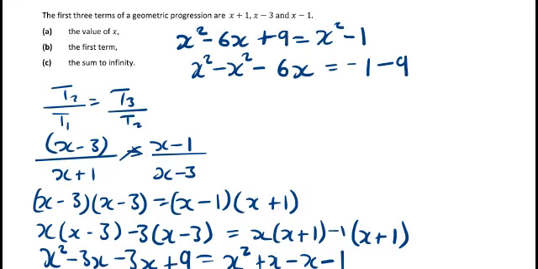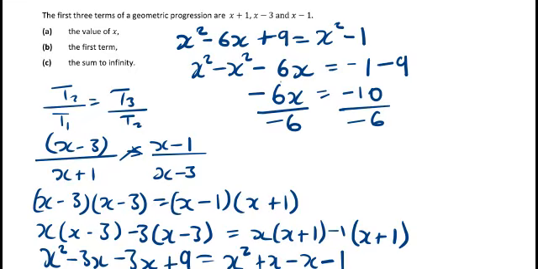So x squared minus x squared, what is that? That is same as 0, and then you're going to remain with negative 6x, which will be equal to negative 1 minus 9, that will be negative 10. So we're going to have negative 6 there down, also negative 6. When you divide, your x will be equal to negative into negative, it is positive, and then you look for the number that can enter into 10 and 6. What is that number? That number is 2. So you're going to have 5 over 3 there.